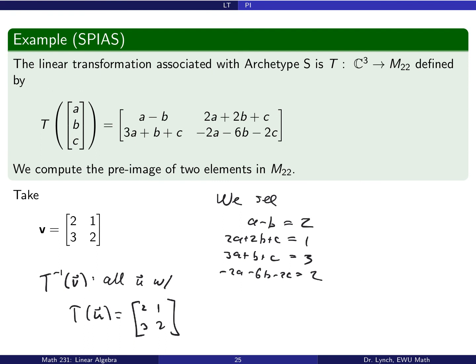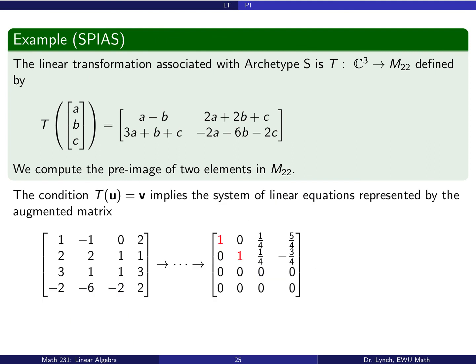If we're looking for U such that T of U is 2, 1, 3, 2, then we can see that it had better be that A minus B is 2. It had better be that 2A plus 2B plus C is 1. It had better be that 3A plus B plus C is 3, and minus 2A minus 6B minus 2C is 2. Okay, so we can set up a linear system that represents the system of equations. We can augment, row reduce, and we can see that there are a whole bunch of U's that satisfy this equation. Whatever the solution of this system is, that is the preimage of this element V.